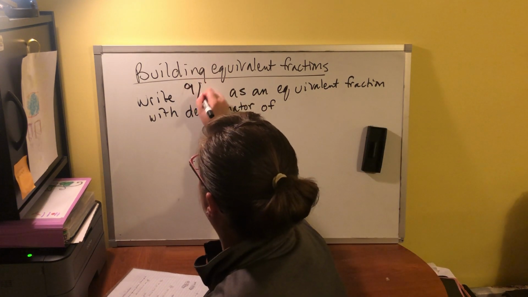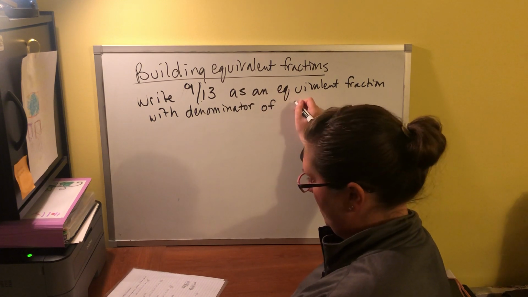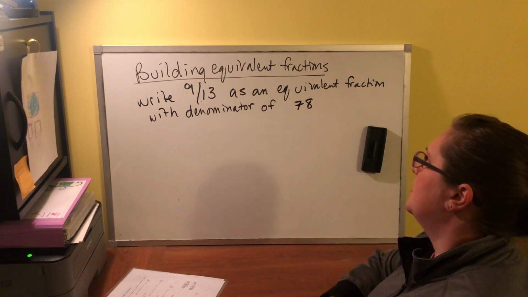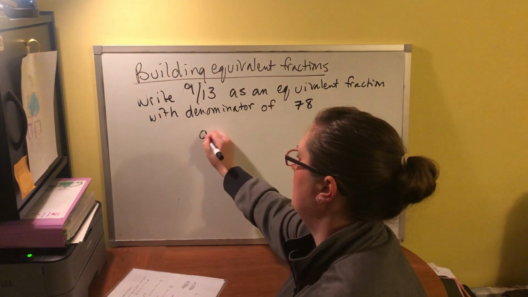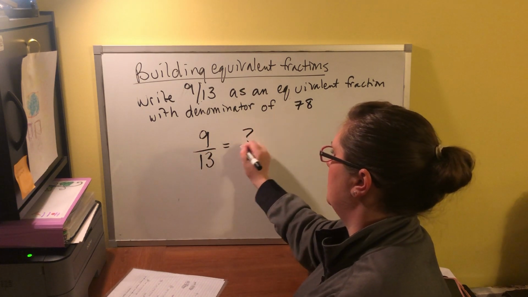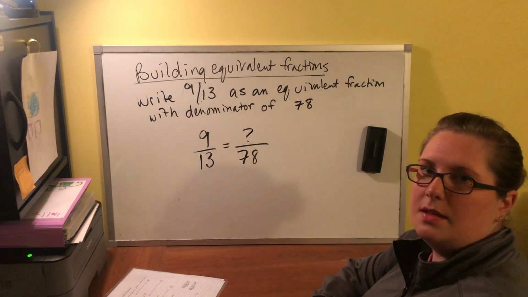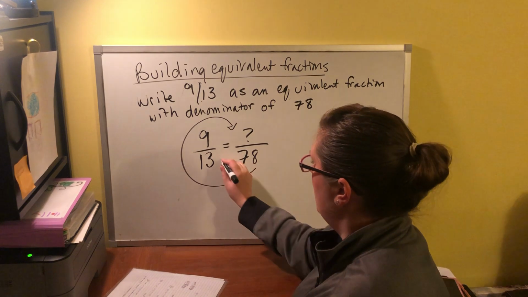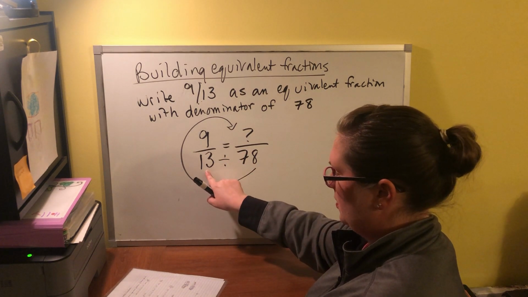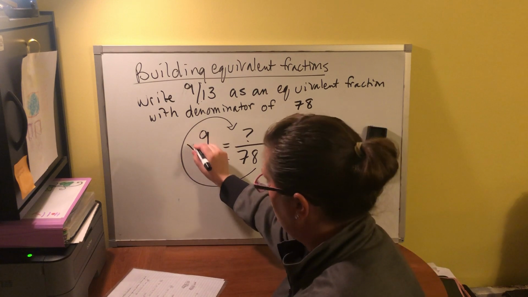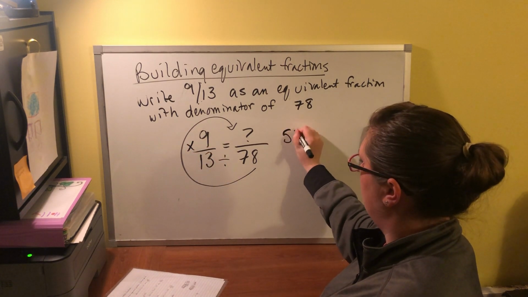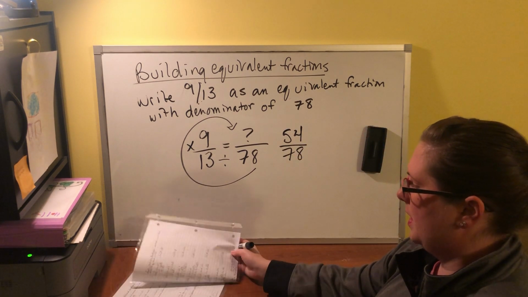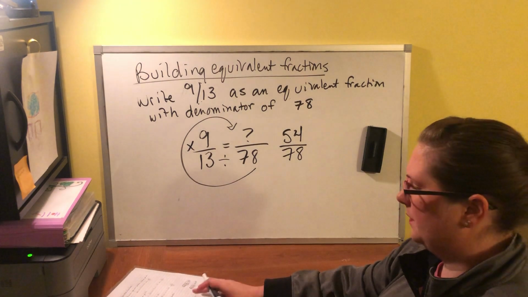So let's look at 9 over 13 with a denominator of 78. Okay, so 9/13 with a denominator of 78. So once again, we're going to start with our 9 over 13. Set it equal to, I'm not sure yet, over 78. And we're going to do our circle method in the left direction, and we know we're going to be dividing first. So we're doing 78 divided by 13 gives us 6. 6 times 9 gives us 54. So 54 over 78 is our answer there. Okay, that's our answer. All right, so we're moving on.